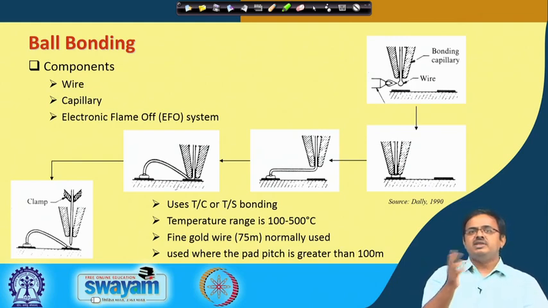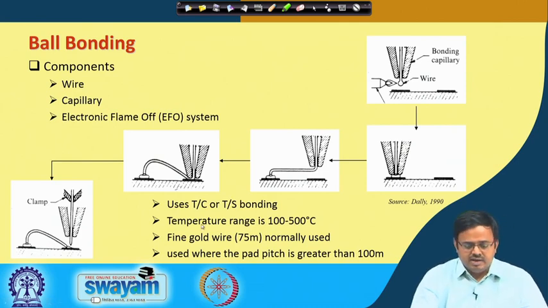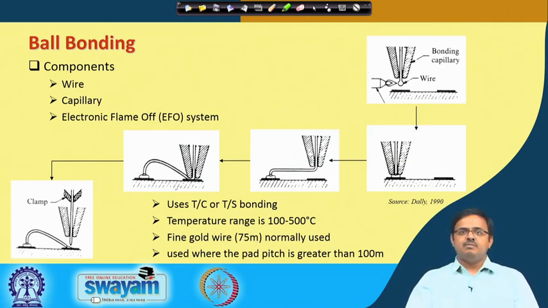That is how the temperature range can be 100 to 500. Why? It depends. If it is thermocompression, you really need to go to very high temperatures, like 300 to 500, as we saw in the previous slide. If it is thermosonic, you do not need to go that far, 100 to 150 is good enough. So, fine gold wire, oh, that should be 75 microns, not 75 meters. I will correct that, but I once again want to say that this is 75 microns, not meters. I think the symbol got converted to the Roman letter. But that is what it is. Fine gold wire is used when pad pitch is greater than 100 microns. Again, this is microns.